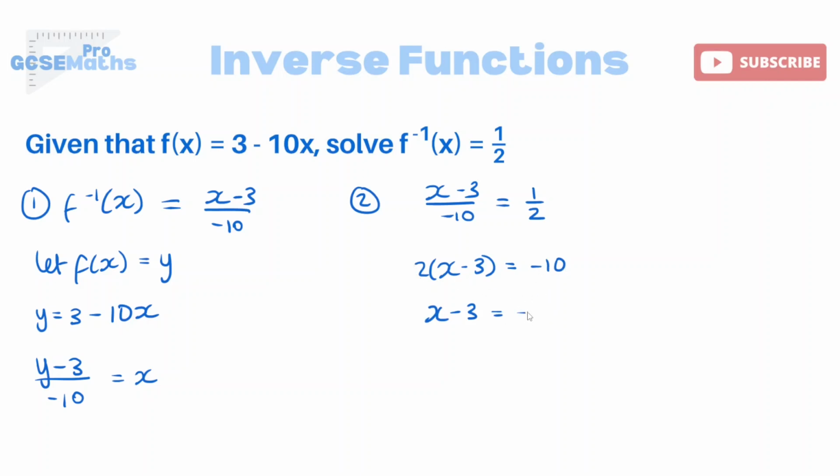Minus 10 divided by 2 is minus 5, isn't it? Then I just need to add 3. Okay, so minus 5 plus 3 is minus 2. There you go. X is minus 2. So we've solved this equation. We've actually found out what x is.